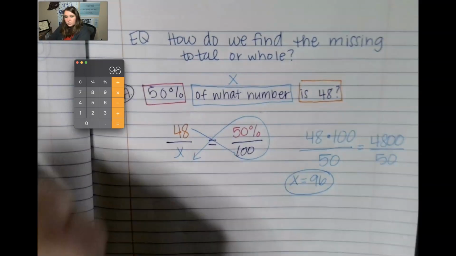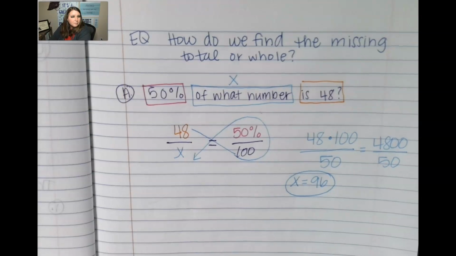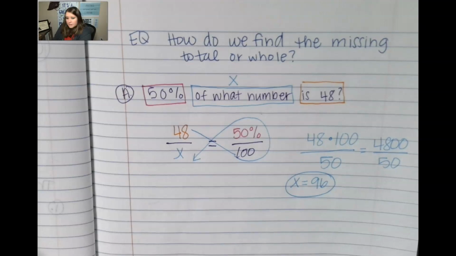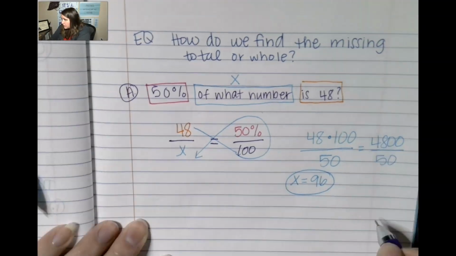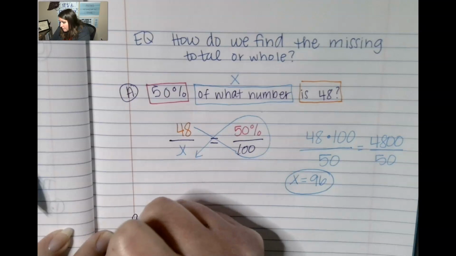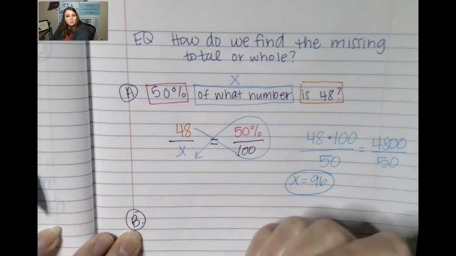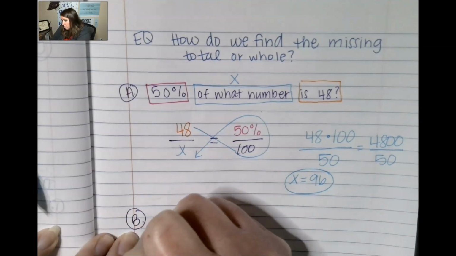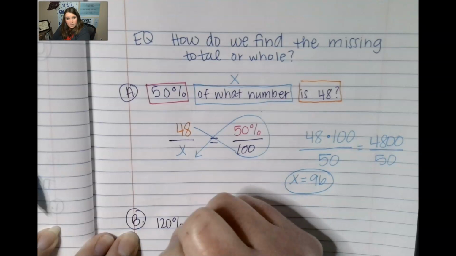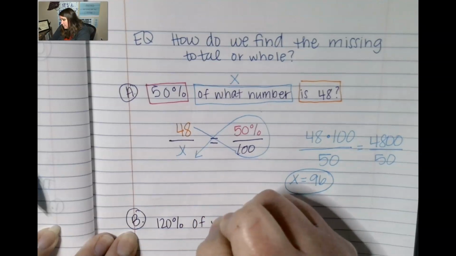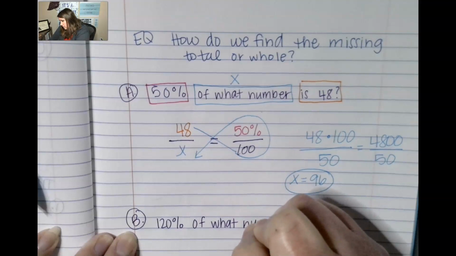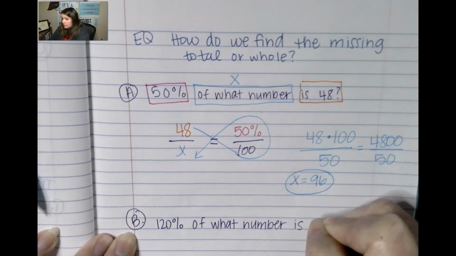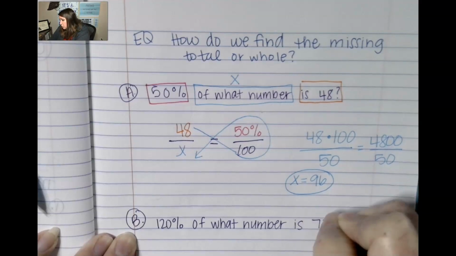Okay, let's do another problem. So again, we're looking for the whole, the missing whole. And they're going to give us a problem that looks like this. We're using the same process. We're just solving for the bottom. So it says 120% of what number is 72.